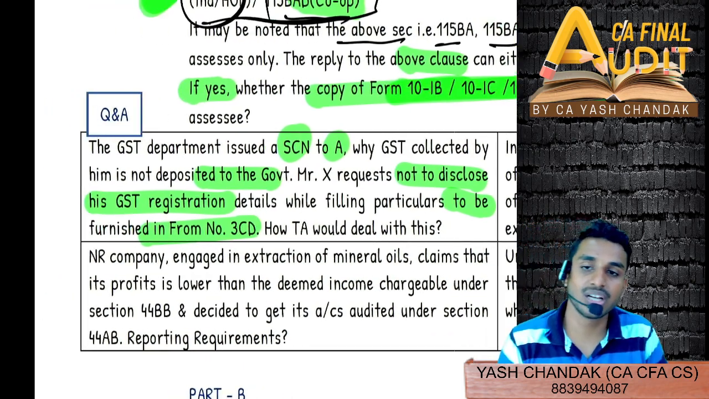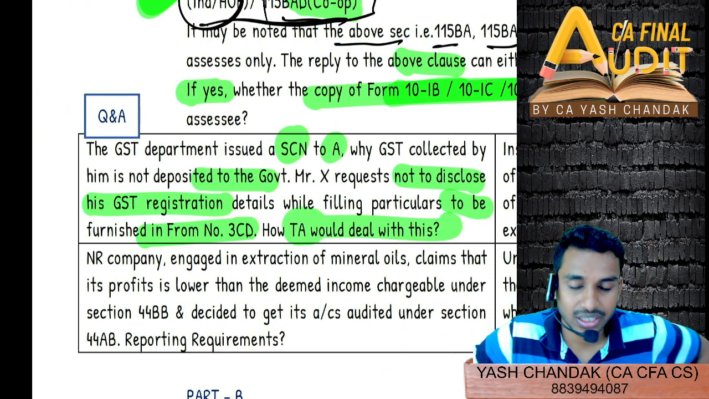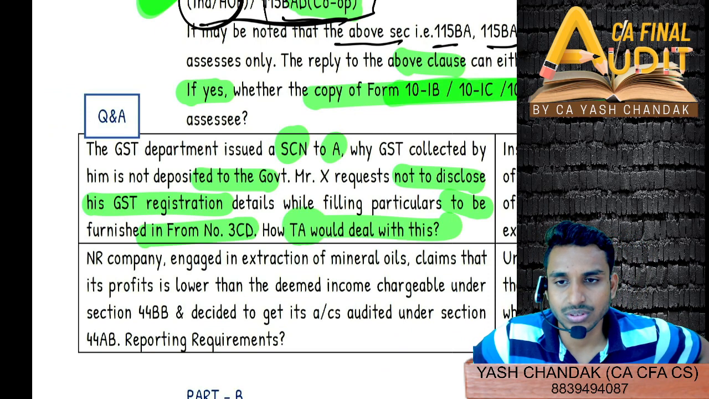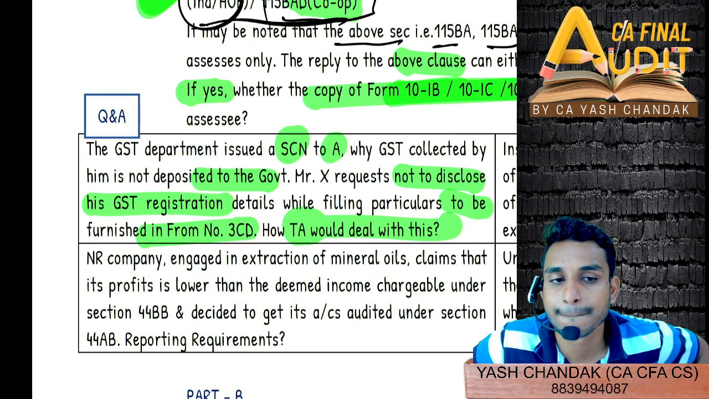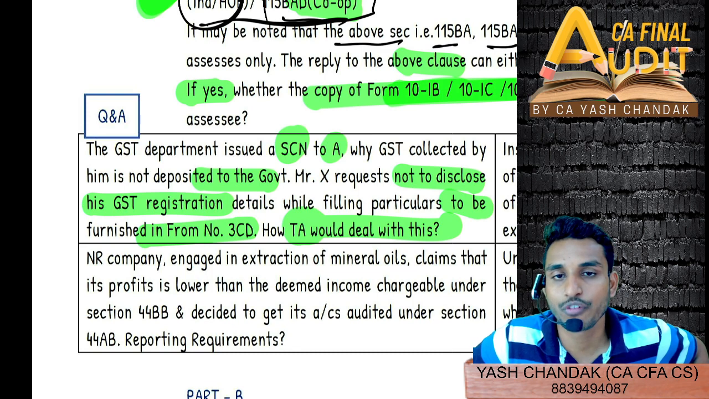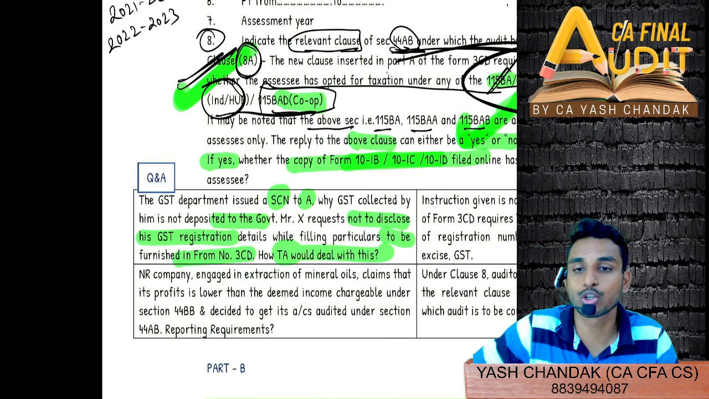So what do you think, Nikita? How should we disclose? We need to disclose the GST registration number as per clause number 4 of Form 3CD, right? And you have to write that clause in entirety.